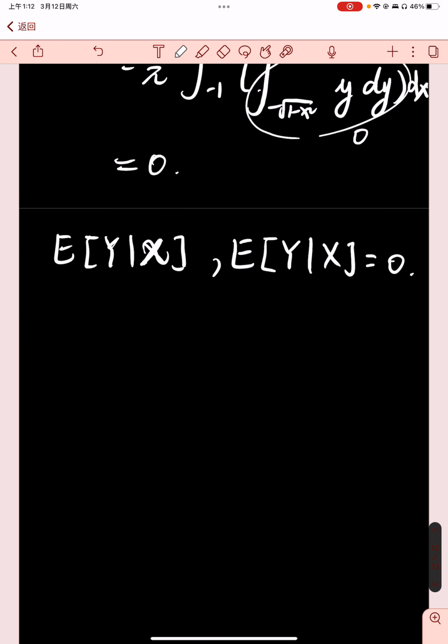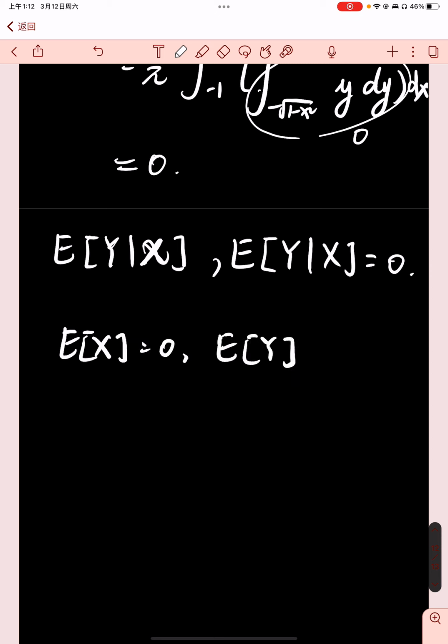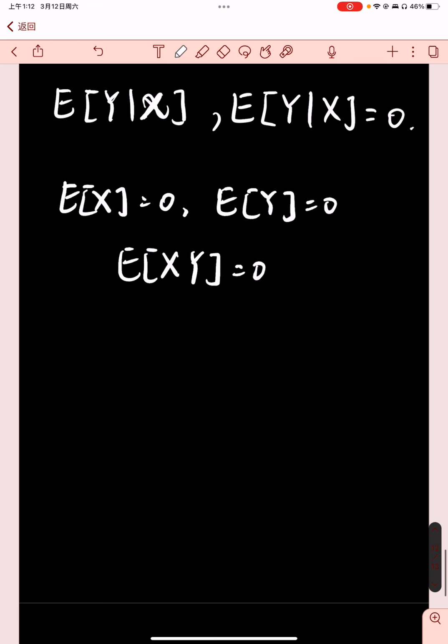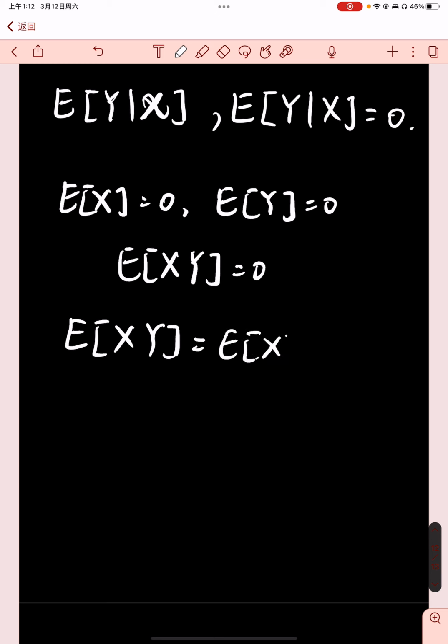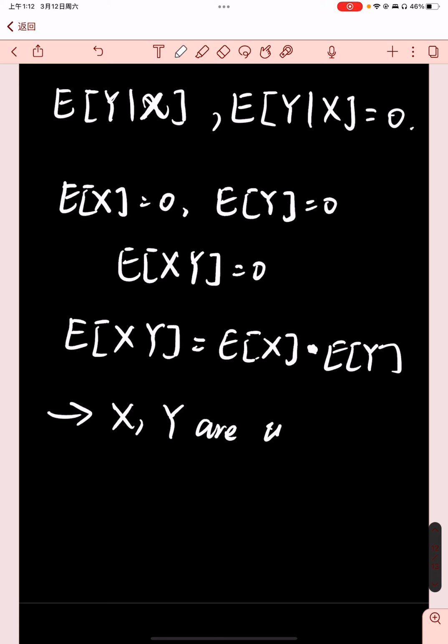So from this part we can see that since the expected value of x is 0, the expected value of y is 0, and the expected value of x y is also 0, there is an equation that E[XY] is equal to E[X] times E[Y]. So now we can say that x and y are uncorrelated.